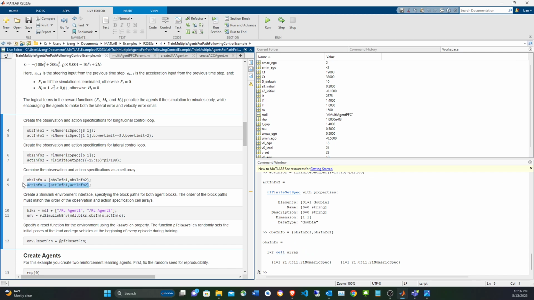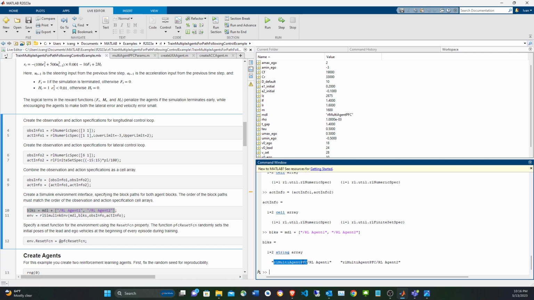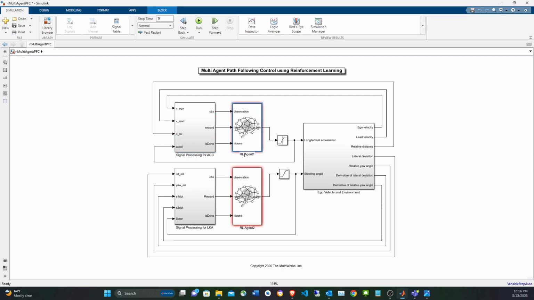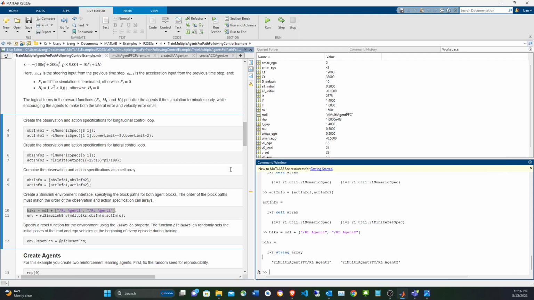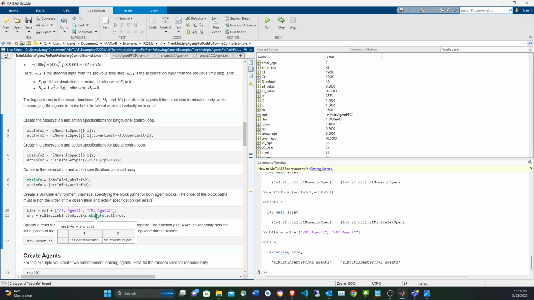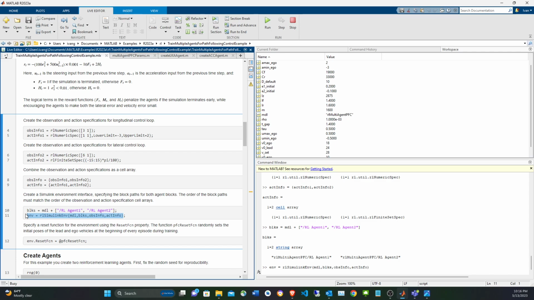Also, when we create the environment, you can see that we pass the observation info, which comes in a pair, the action info for the 2 agents, which comes in a pair, and also the blocks. The blocks are the string path for the 2 blocks in the Simulink model. So you can see this is the name of the model, and this is the name of the block where the agent is. Both those are the 2 agents, and you can see those are the names that you get in here for the agents. So now we have the name of the agents and the observations and their actions, and the model. This is just the name of the Simulink model. And with that, we create the reinforcement learning environment using Simulink.